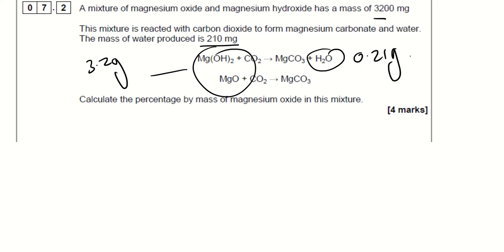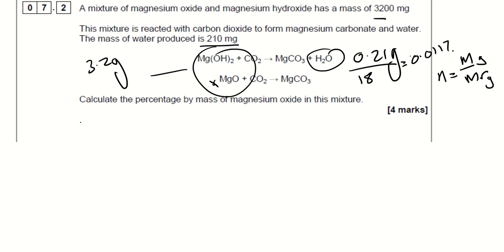The reason why I'm turning it into grams is because moles equals mass over Mr. That is in grams. Now, the only place the water can come from is the magnesium hydroxide, not from the magnesium oxide. So if I have that mass of water and I divide it by 18, that will give me the number of moles of water that I had in here. If I get the moles of water, it comes out at 0.0117.